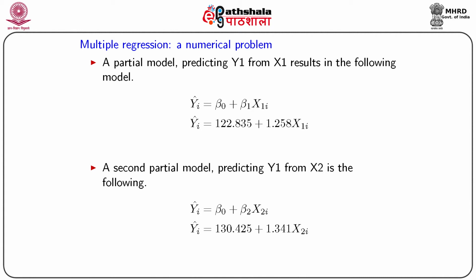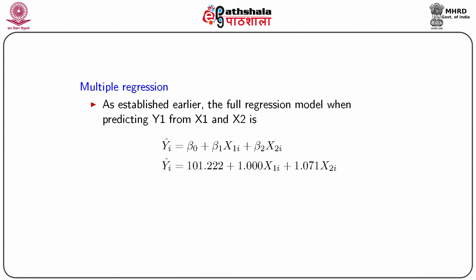A second partial model predicting y1 from x2 is given by the following expression: yi hat equals beta naught plus beta 2 x2i. Again, using the estimates of beta 0 and beta 2, we can write the prediction model as yi hat equals 130.425 plus 1.341 x2.